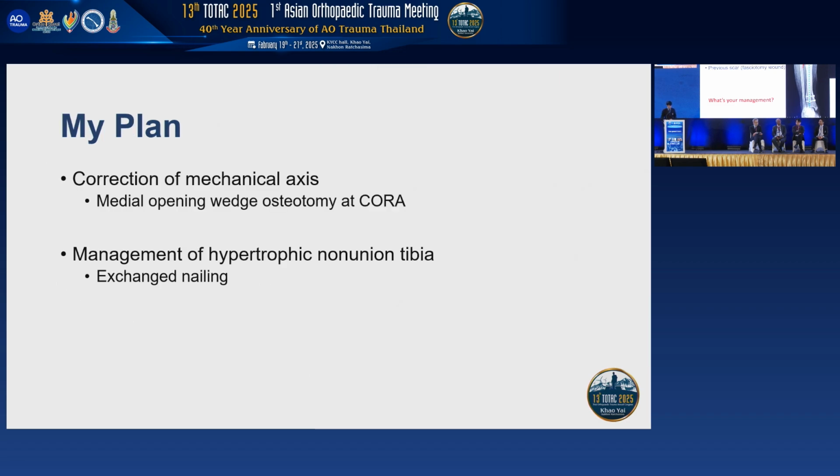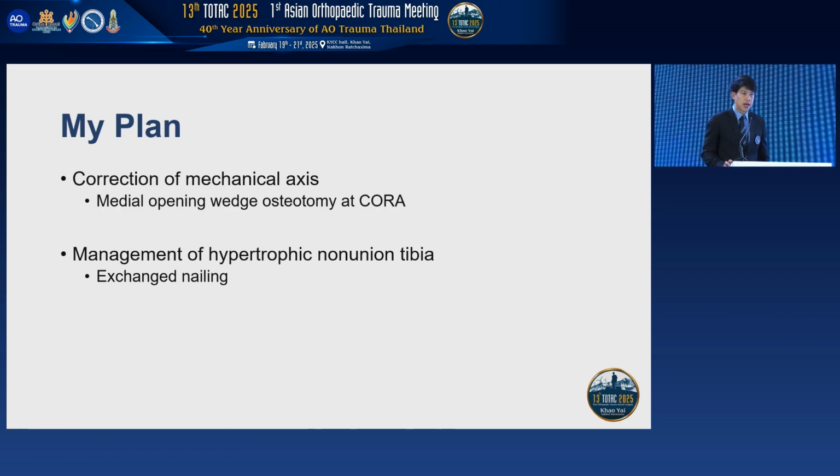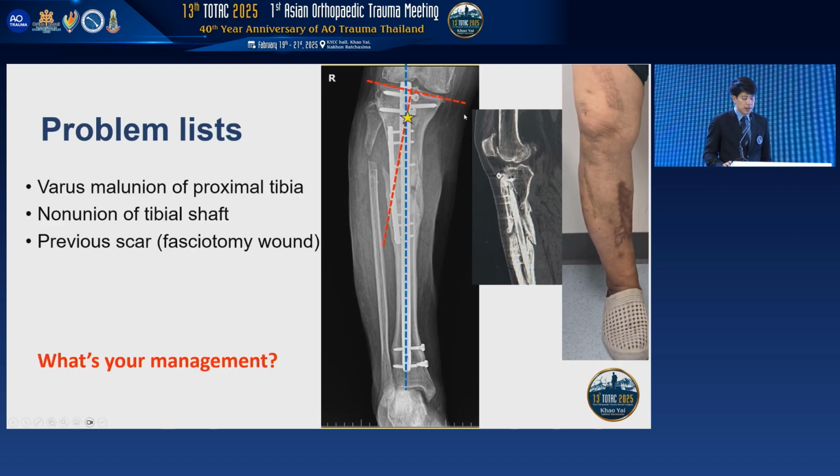Okay. So for my plan, I think the non-union in this case is caused by the combination of the mechanical and biological factors of the fracture, and also because this tibia is off the axis, so it has a varus deformity here, and the mechanical axis is here. So I want to correct both alignment and the non-union at the same time.